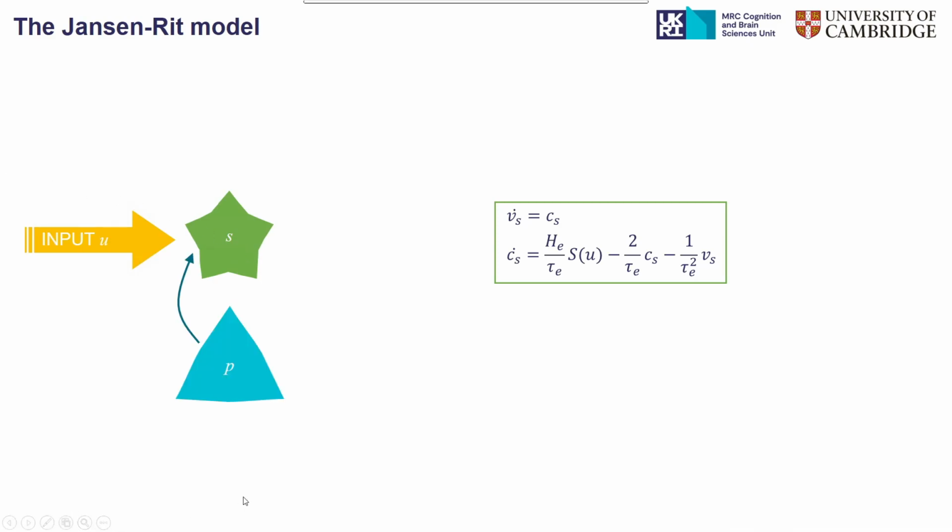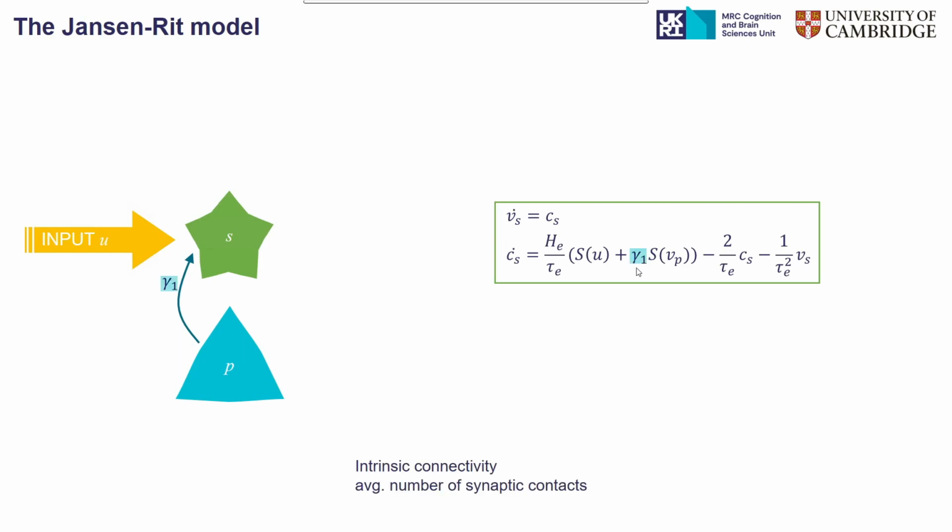Now we add another population, the pyramidal cells, in layer 4, layer 5, layer 6. These provide inputs to the spiny stellate cells, and we include that input here, VP, referring to the present depolarization of the pyramidal cell, scaled by a parameter gamma 1. Gamma 1 is the intrinsic connectivity between pyramidal cells and stellate cells, and this is the average number of synaptic contacts made by the pyramidal cells on the spiny stellate cells. We also introduce another function, S, which is the potential to rate operator.